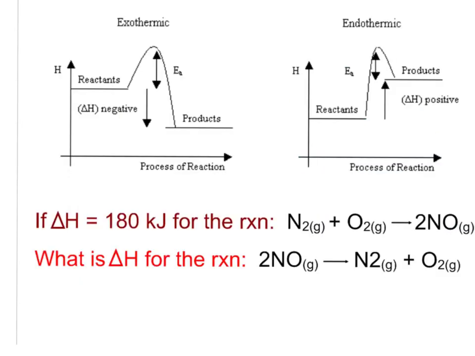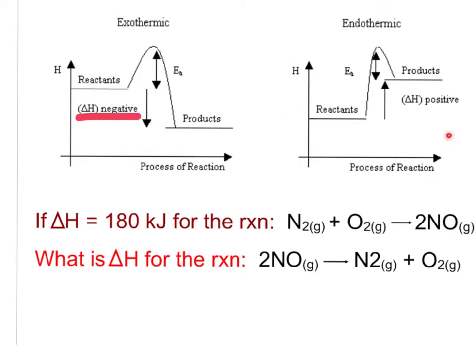This is just a review about exothermic and endothermic reactions again. Here we have an exothermic reaction. We have reactants here for energy and products here. So this is exothermic. In an exothermic reaction, the change in enthalpy is negative.